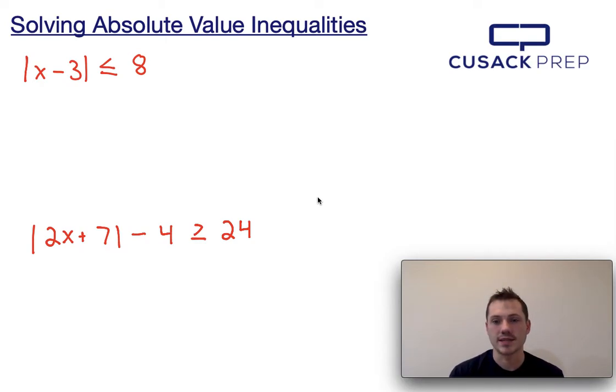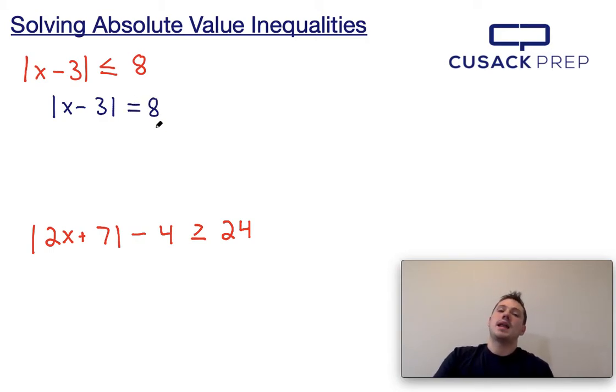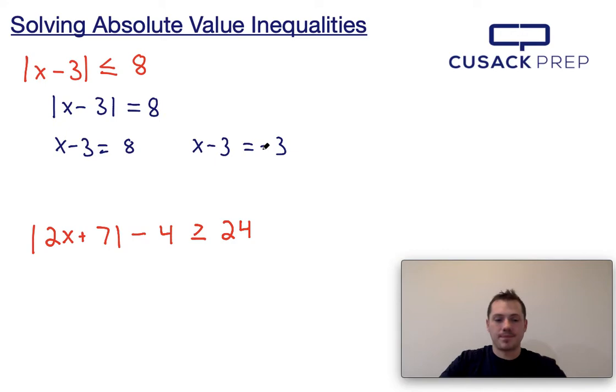Absolute value inequalities. Now, the first absolute value inequality that I have here is the absolute value of x minus 3 is less than or equal to 8. In order to solve this inequality, we first want to consider this to be an equation. So I'm going to set up the equation, the absolute value of x minus 3 is equal to 8. Now, in order to get rid of the absolute value, we want to set what's inside of the absolute value equal to positive the right-hand side, as well as negative the right-hand side.